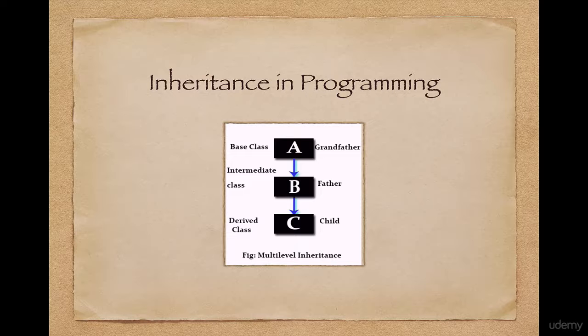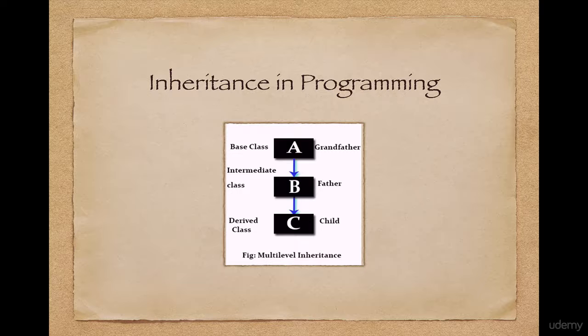So what does inherit mean here? This means that class B can access all features and behaviors of class A. It's as simple as that. When I say class B is inheriting from class A, this means that there is an is-a relationship between these two classes. So what does that mean? This means that class B is a class A.